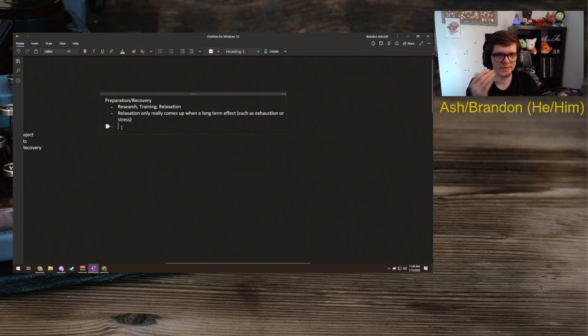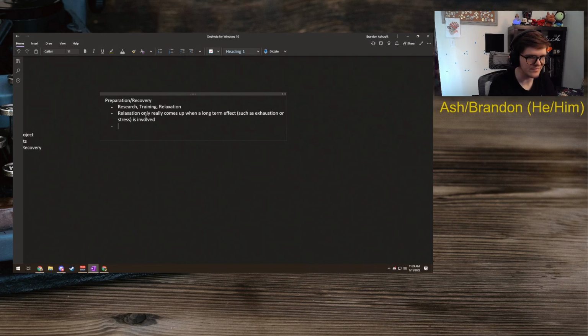So relaxation only really comes up when long-term effects such as exhaustion or stress are involved, so we're not going to worry too much about that today. Research and training, on the other hand: what are you trying to learn? Is this a practiced skill?